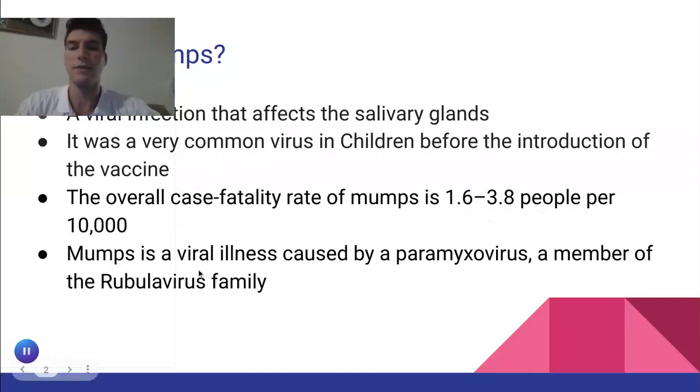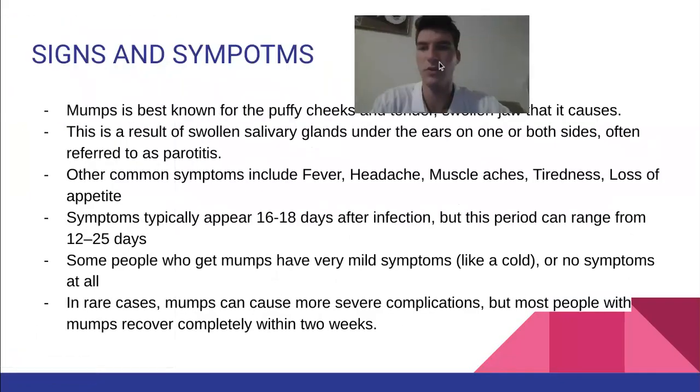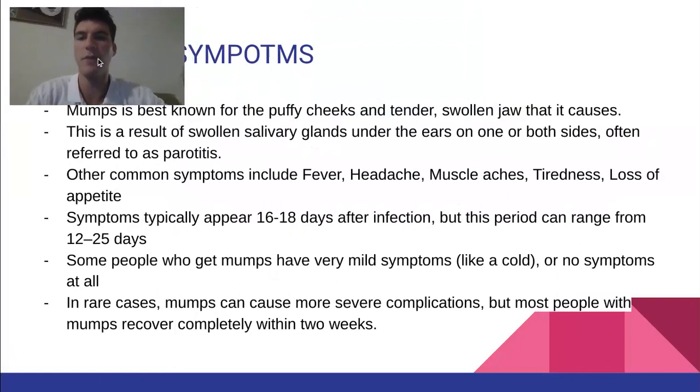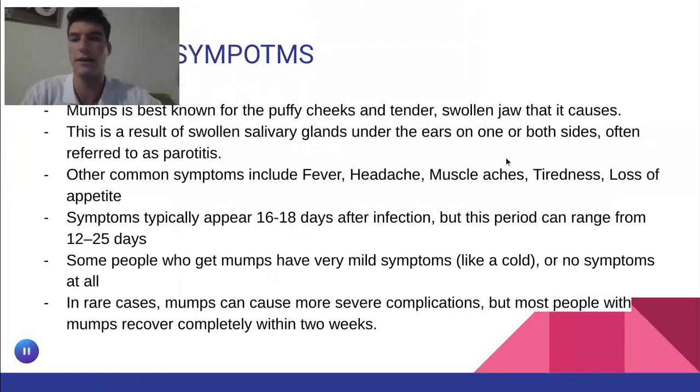And mumps is a viral illness caused by this type of virus, which is a member of the rubella virus family. So, what are the signs and symptoms? Mumps is best known for the puffy cheeks and tender, swollen jaw that it causes. That tenderness and swelling is a result of the swollen salivary glands under the ears on one or both sides, often referred to as parotitis.